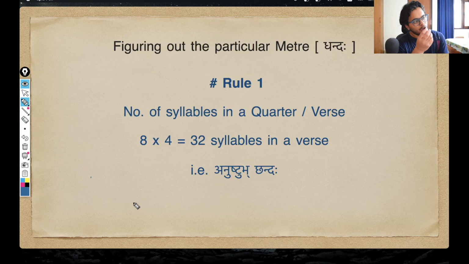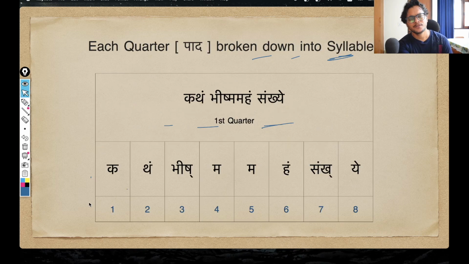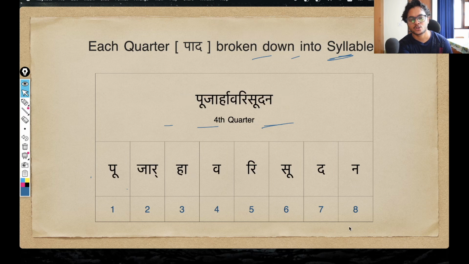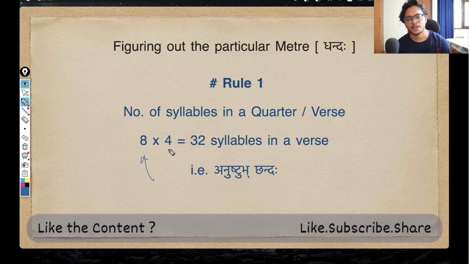And see, now we have done this, the benefit is that we can figure out the particular meter or the chanda. The first way of identifying a chanda, the very first rule, is the number of syllables in a quarter or in a verse. We have already seen in our example verse that each quarter has 8 syllables. The second quarter also 8 syllables, third also 8, fourth also 8. That is why I have written 8 into 4 quarters. So total 32 syllables in a verse. And this count will give you the name of the chanda.